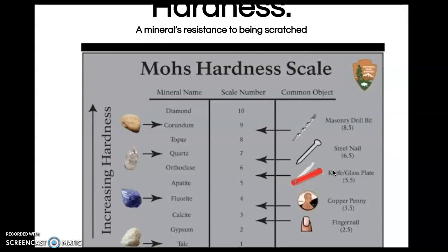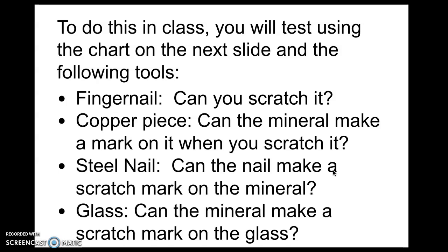Hardness is a mineral's resistance to being scratched, and we use a scale called the Mohs hardness scale. And you can see on this that talc is the softest mineral with a 1, and a diamond is the hardest mineral with a 10. And what we do when we're trying to test the hardness is we take different objects that have known hardnesses and we try to scratch our mineral with it or have the mineral scratch it.